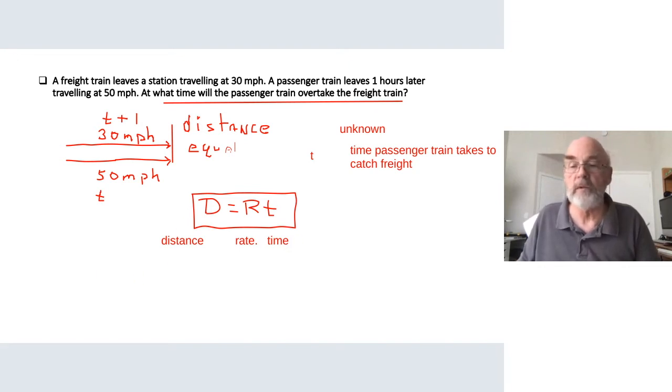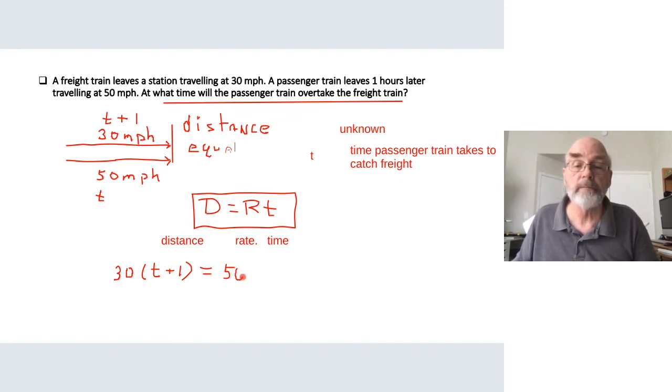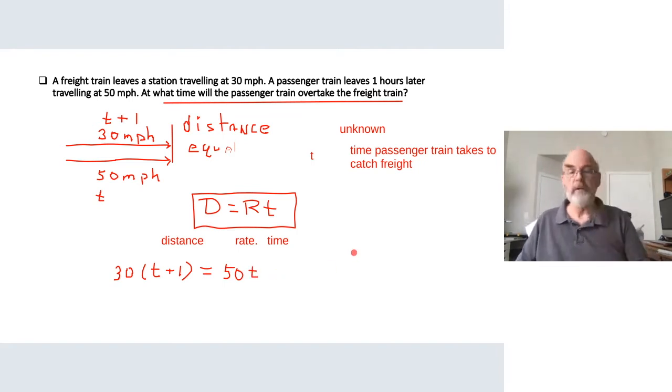That's going to be, whoops, let me get my pen back. Here it is. Okay, good. And that's going to be 30 times, that's the rate, times the time of t plus 1. Distances are equal. That's the distance the freight train traveled is going to equal the distance that the passenger train traveled. Rate times the time. Time is unknown in this case. And so now we've got an algebraic equation that models the problem that we've just presented.